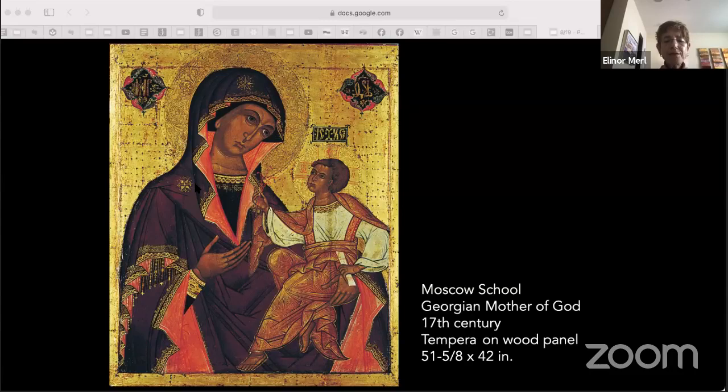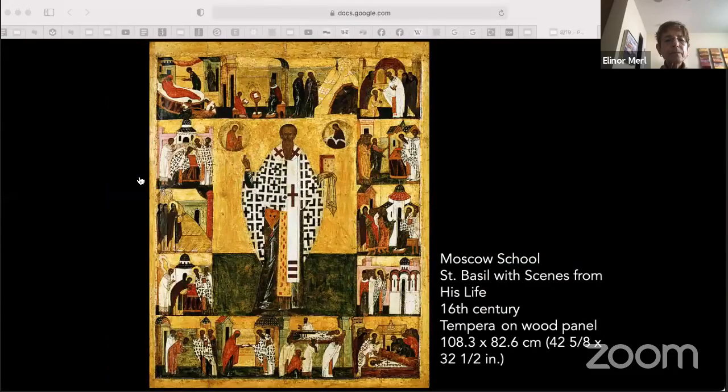Now, also highly venerated is Saint Basil, depicted in our next work with scenes from his life. The icon dates from the 16th century and was painted by the Moscow School. Saint Basil, a 4th century archbishop and doctor of the Eastern Church, established the basis of monastic life in the Eastern Church. He was the leader of a sect of Orthodox believers and was active in helping the needy. He built a hospice and a large complex to minister to the sick and attracted huge crowds with his preaching.